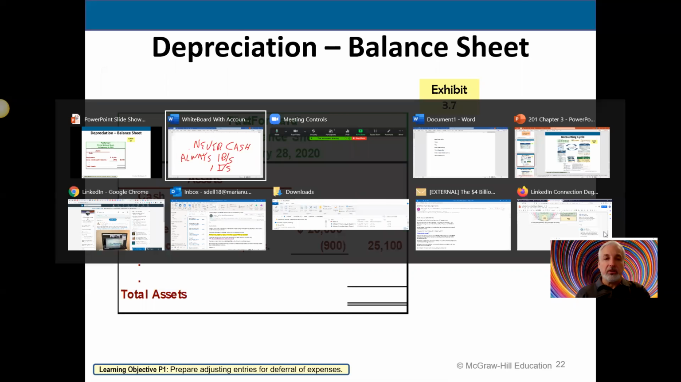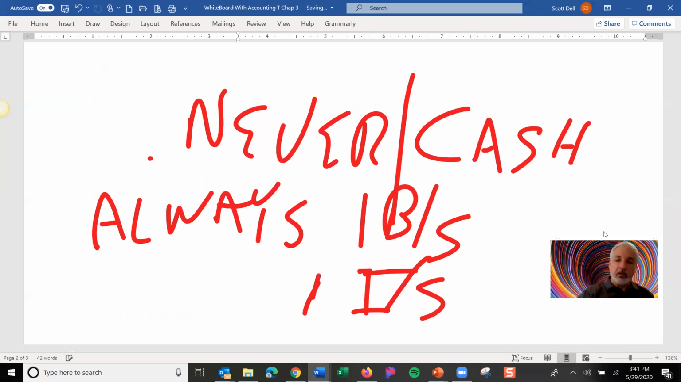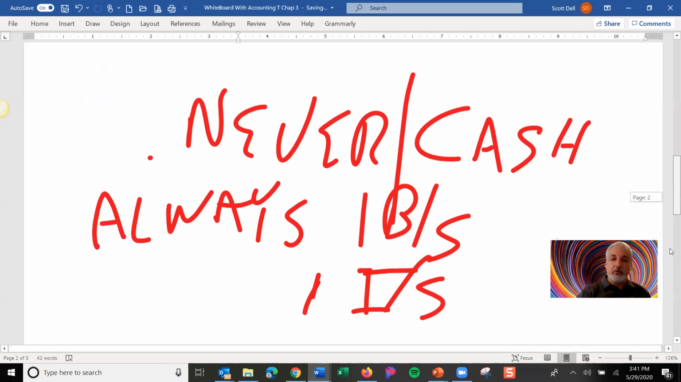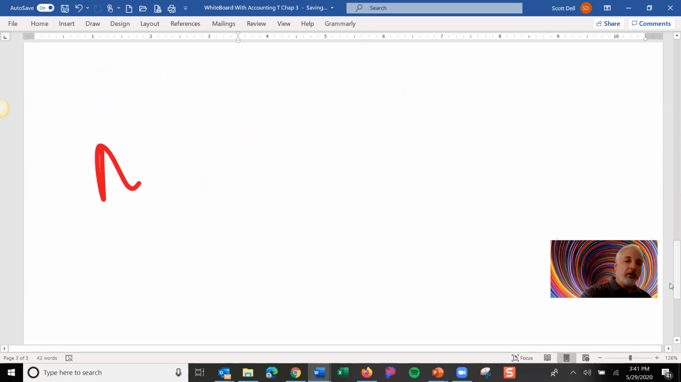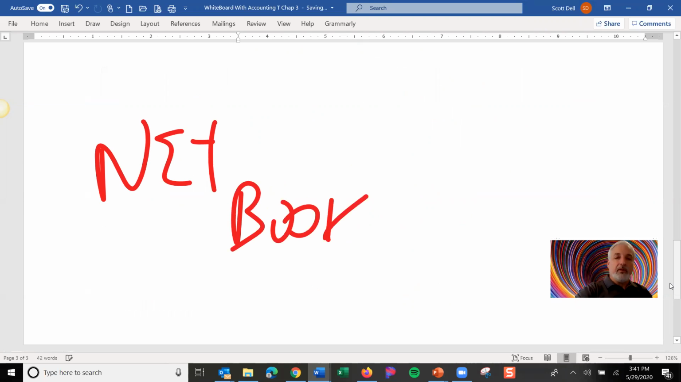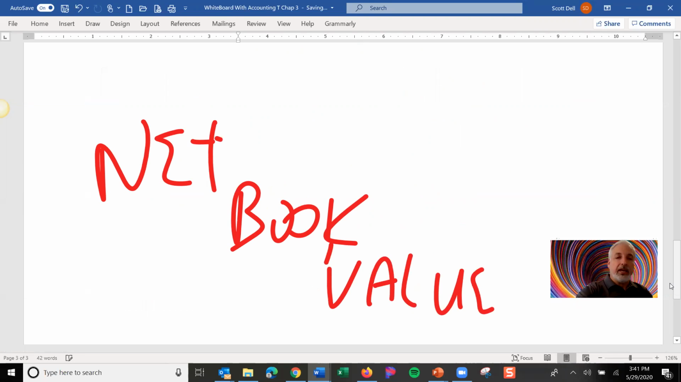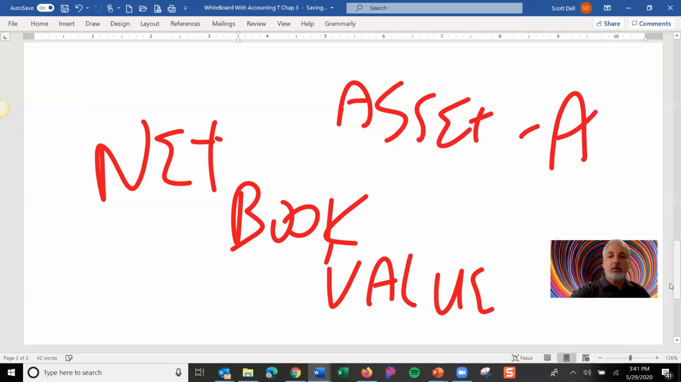And that's a good term to, again, be aware of. We're going to talk net book value. I want you to realize that the net book value is the value on the books. It's the asset minus accumulated depreciation.